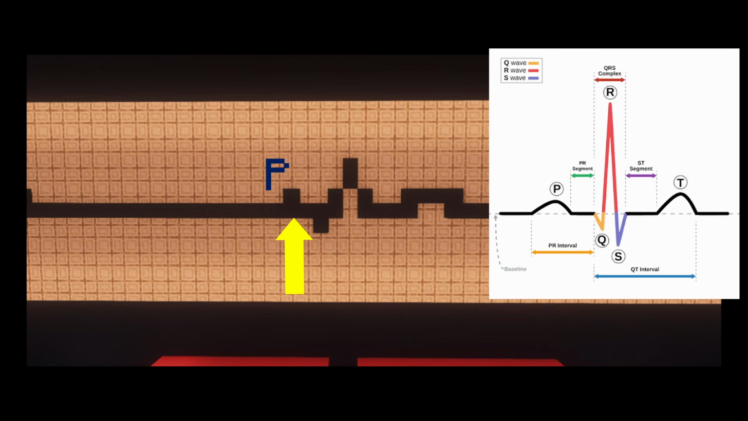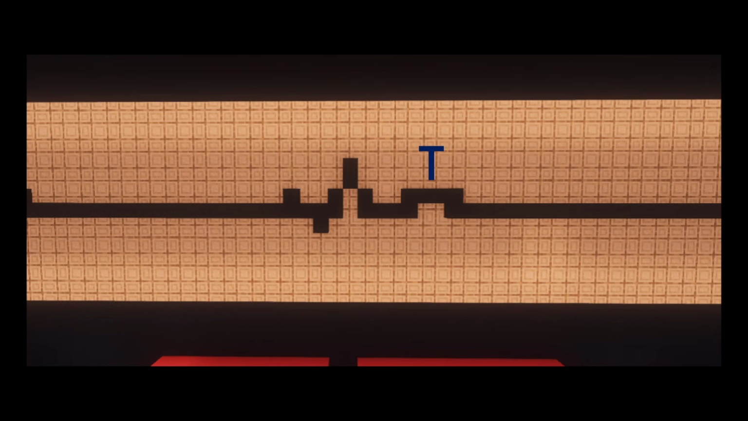The P wave is the first little blip you see on the monitor, and this represents the atria depolarizing or contracting. The next section is the QRS complex, which represents when the ventricles are depolarizing themselves, hence giving you your pulse. And finally, this is the T wave, which represents when the ventricles are repolarizing, which just means their charge is reset and they're ready for the next contraction.